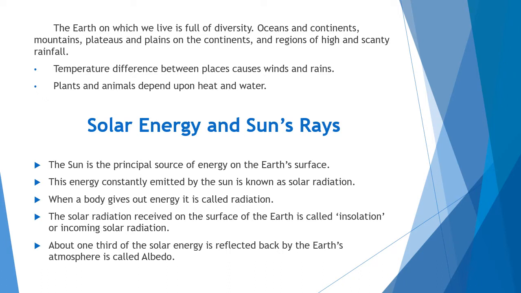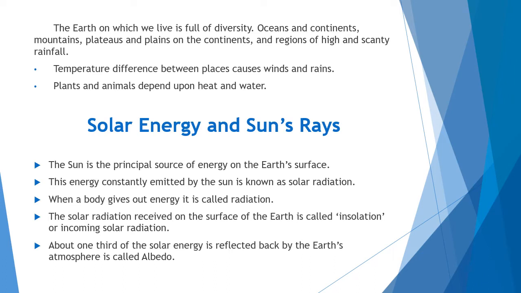Along with this we get some more that we cannot see or feel, that is UV rays, X-rays and radio waves. These we cannot see or get on the earth. And not only this, there is another thing. When a body gives out energy it is called radiation, but when the solar radiation is received by the earth, that is called insolation. That means incoming solar radiation.